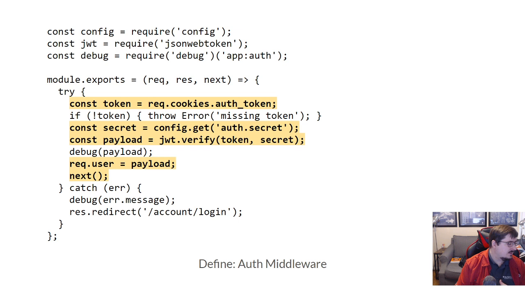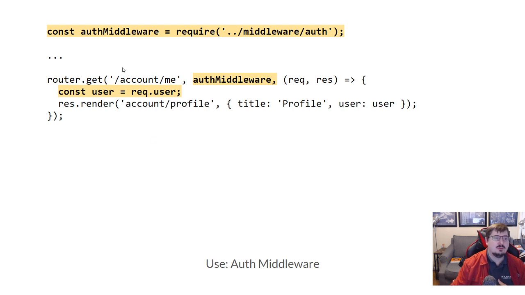I'm going to show how to tie this into the chain. It's actually really easy. So you import it. In this case, I'm in my routes, so I have to go up a step, and then I go down to middleware auth. And so I've got my auth middleware, and I just put it in here. So here I've got account me, which is basically my profile page. And in order to get to your profile page, you have to be logged in. So I just insert it here.